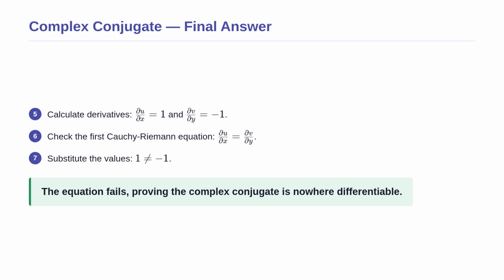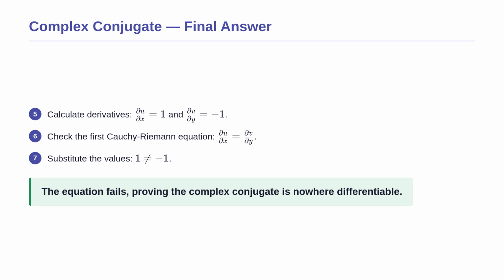We take the partial derivative of u with respect to x, which is simply 1. This tells us that as the input moves right, the real part of the output also moves right at the exact same speed. Next, the partial derivative of v with respect to y is negative 1. This tells us that as the input moves up, the imaginary part of the output moves down at the same speed. We immediately see a fatal problem.